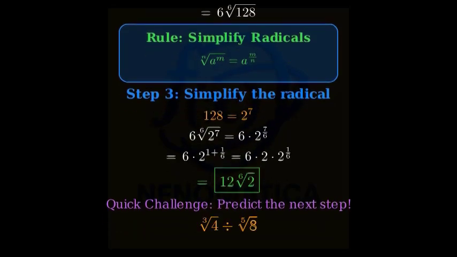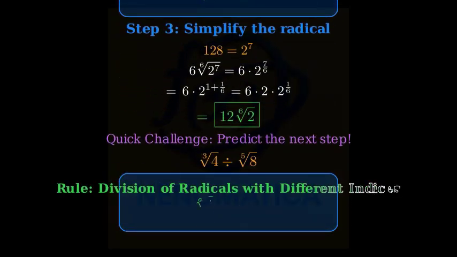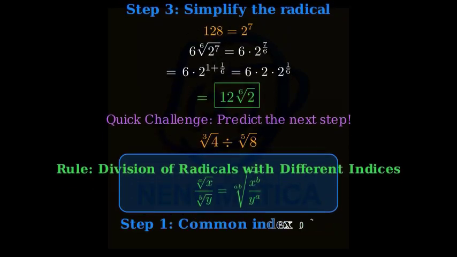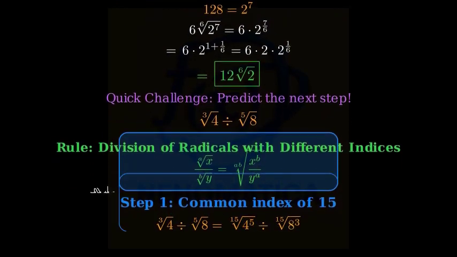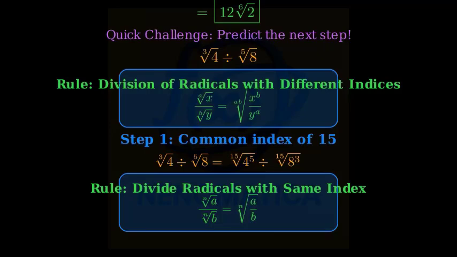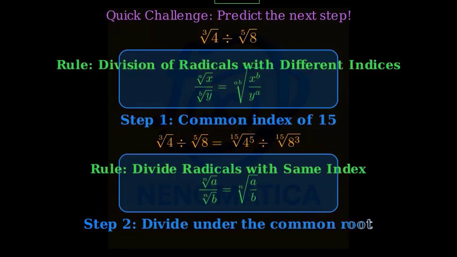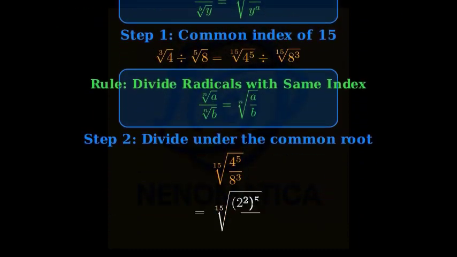Now for the second expression. We will divide radicals with different indices by converting to a common index of 15. Rule: division of radicals with the same index means we divide the radicands. Step 2. Combine into a single 15th root, and then rewrite bases in powers of 2.